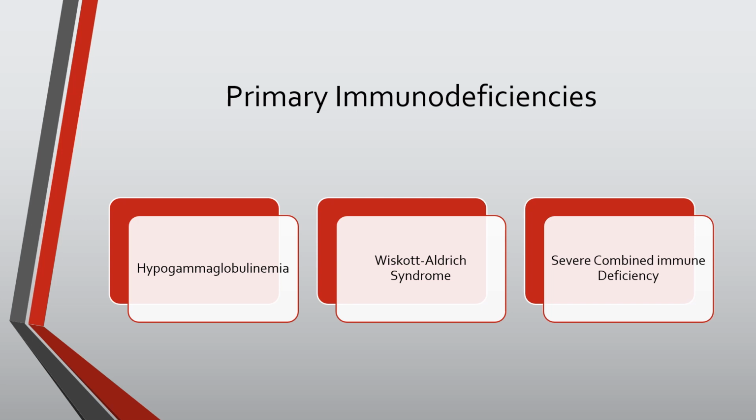So some of the primary immunodeficiencies include hypogammaglobulinemia, Wiskott-Aldrich syndrome, and severe combined immune deficiency. And I'm not going to go into great detail with these. Just be aware that these are primary immunodeficiencies.